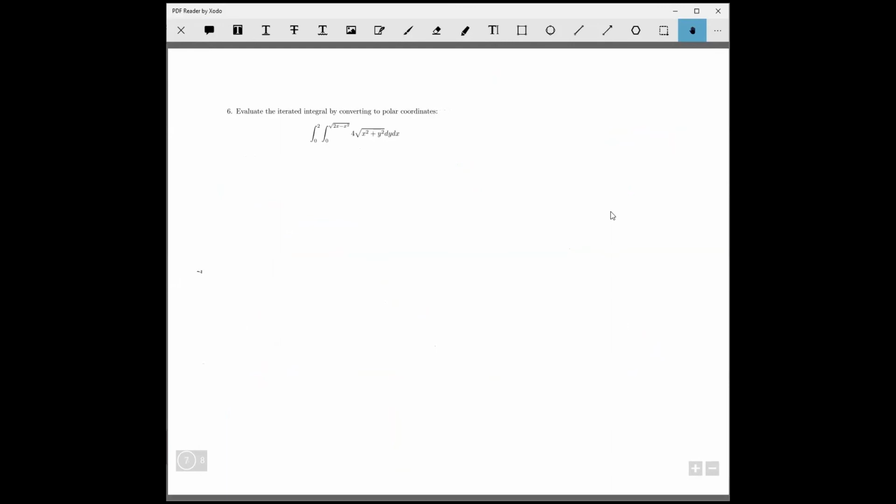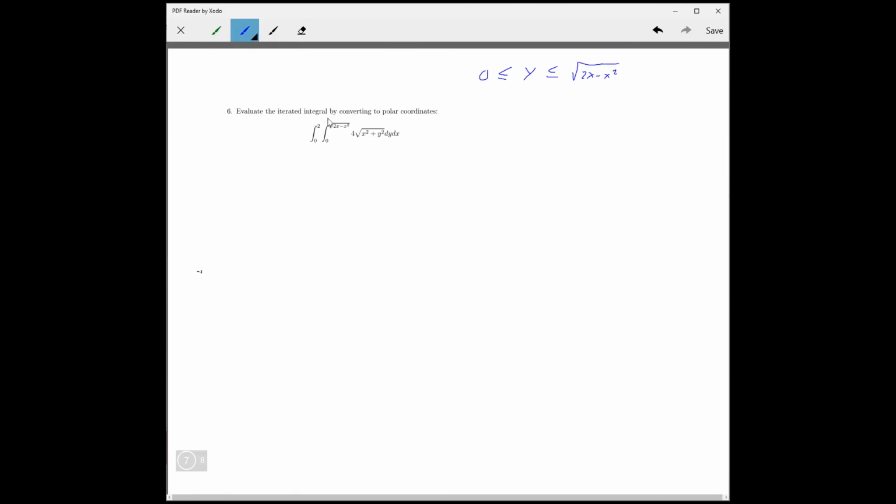Here we're supposed to evaluate the iterated integral by converting to polar coordinates. So what you first have to do is figure out what these limits are. The y values go from 0 to the square root of 2x minus x squared. When you're looking at these kinds of integrals, that's the first thing you should evaluate. The dy comes before the dx, so look at the dy, look at this interval, and have y go between there. If you square both sides, you get this.